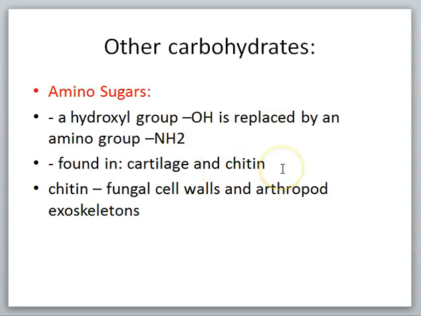We don't have chitin. Chitin is a material found in fungal cell walls and in arthropod exoskeletons. Arthropods are going to be things like the insects, spiders, shrimp, crawfish. So pretty much any kind of animal that has an exoskeleton, a large component of that exoskeleton is going to be this material chitin, which is this modified carbohydrate.